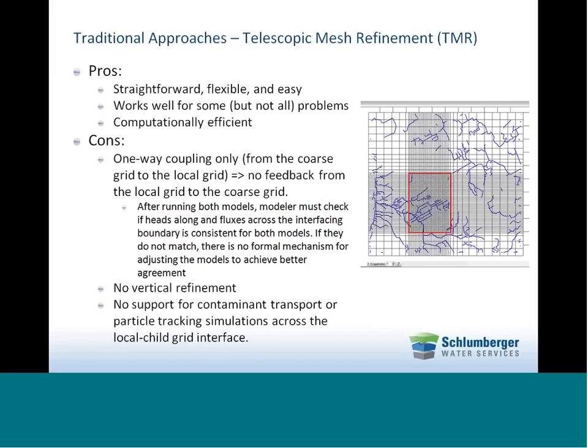So this means that the onus is on the modeler to check, after running both models, that the heads and the fluxes across the interface from those boundaries are consistent. If they don't match, there's really no formal mechanism for adjusting the models to achieve better agreement. The other drawback with TMR is that you can't have any vertical refinement in the area of interest, and there's no support for contaminant transport or particle tracking across the refined model and the coarse or global model.